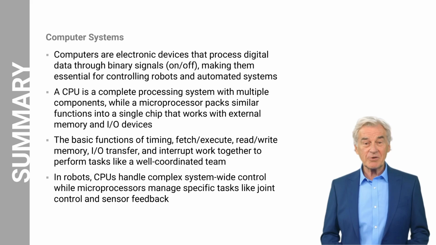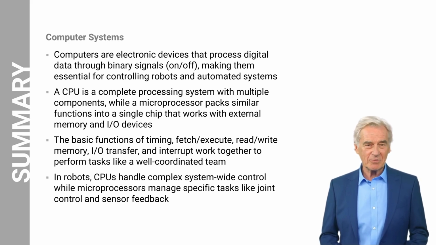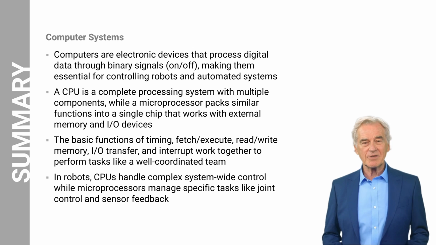In summary, computers process digital data using simple on-off signals to control robots and automated systems. When we look at how they're built, CPUs and microprocessors do similar jobs but are packaged differently. A CPU spreads its parts across multiple components, while a microprocessor squeezes everything onto one chip and works with separate memory and input-output devices. Five basic functions make everything work smoothly.